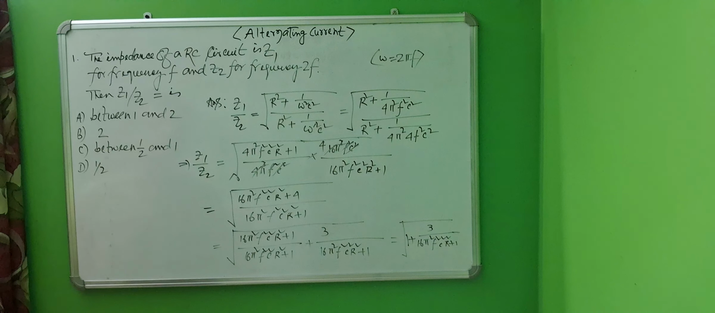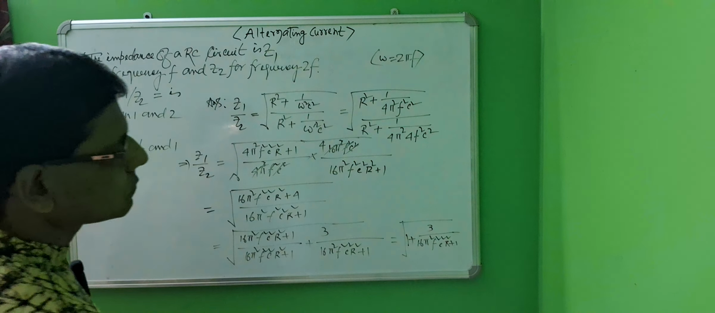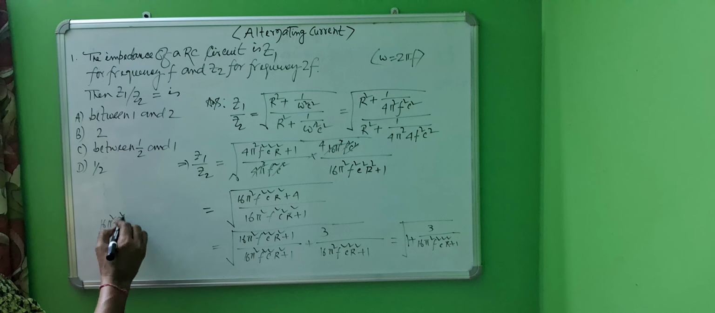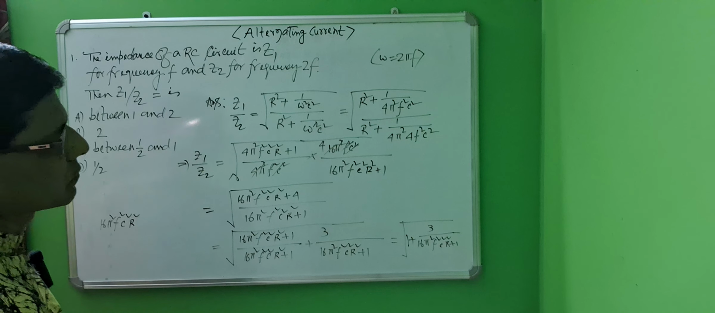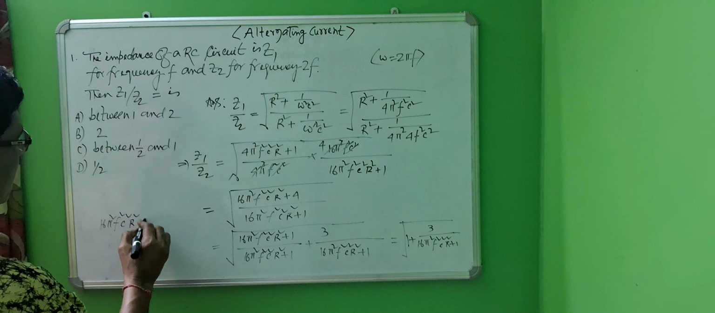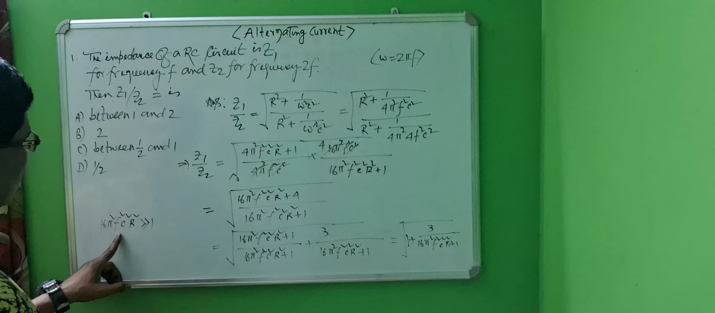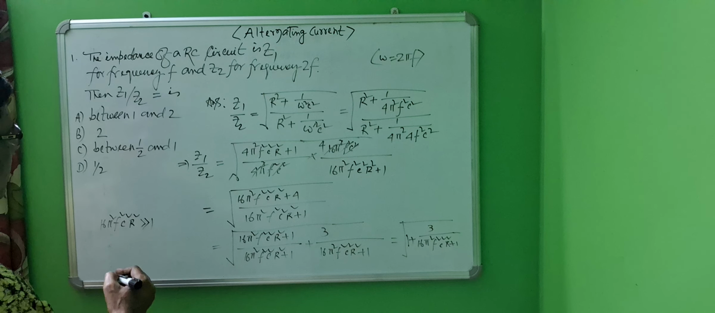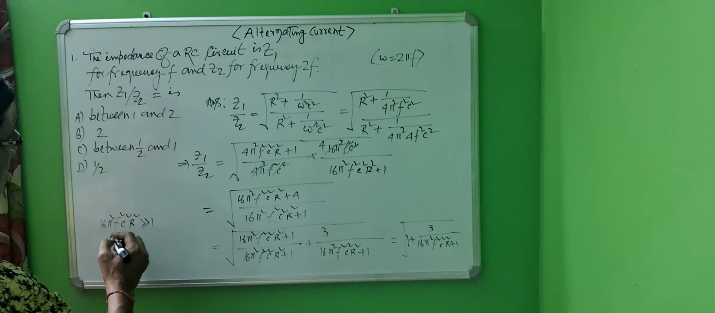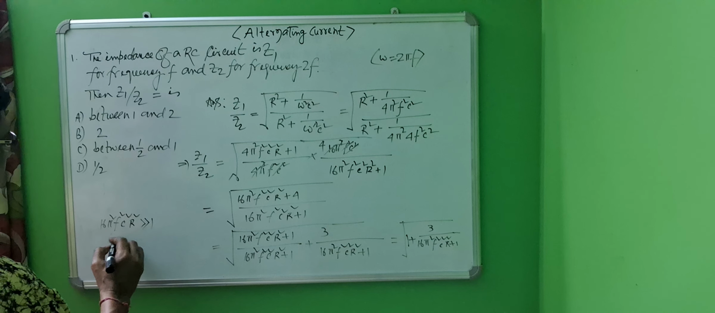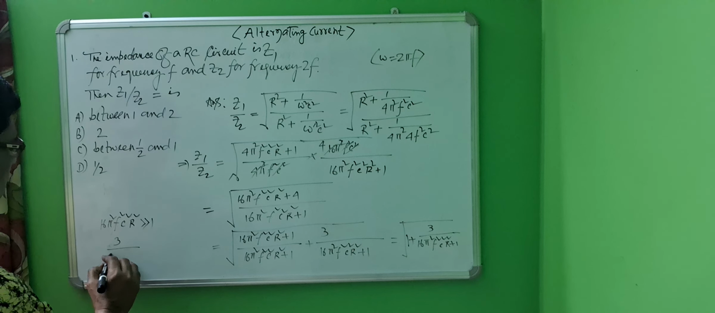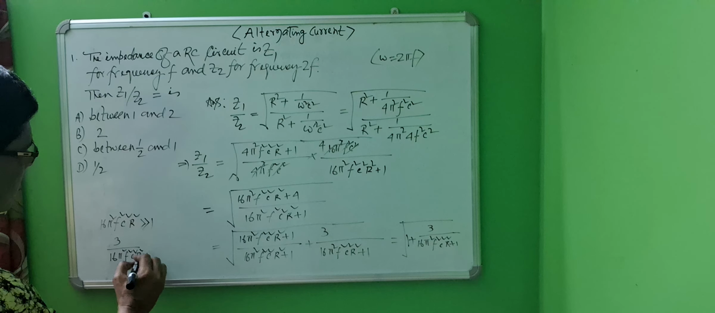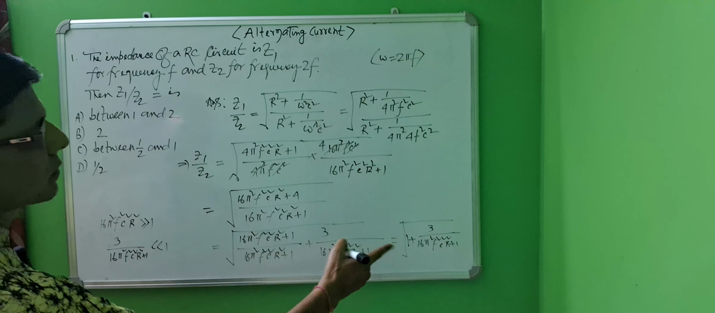Now, 16 pi square F square C square R square is very much greater than 1 because all are positive quantities and all are square values. So 3 by this is very well less than 1.